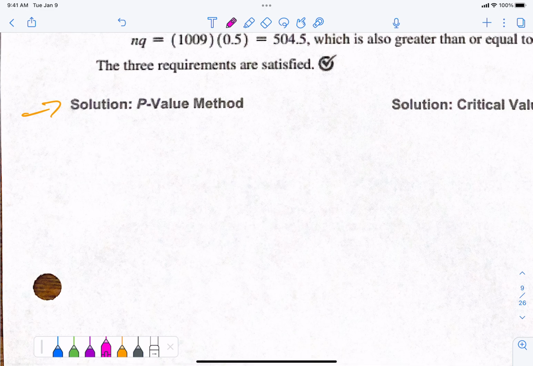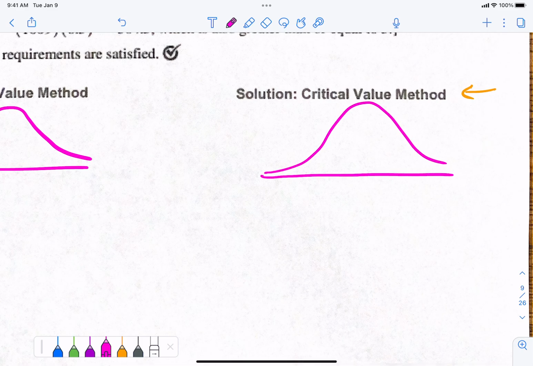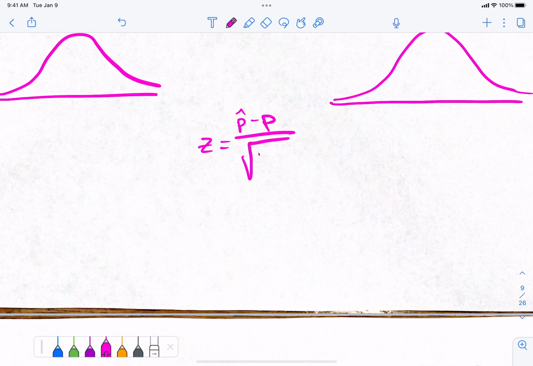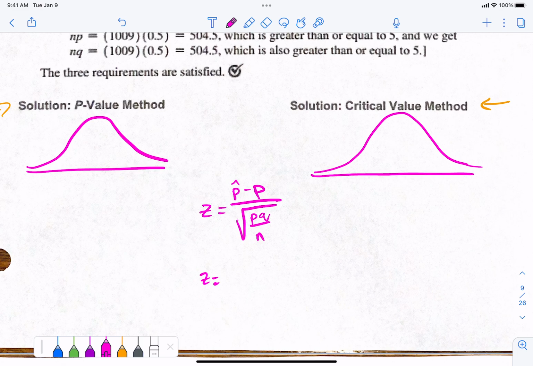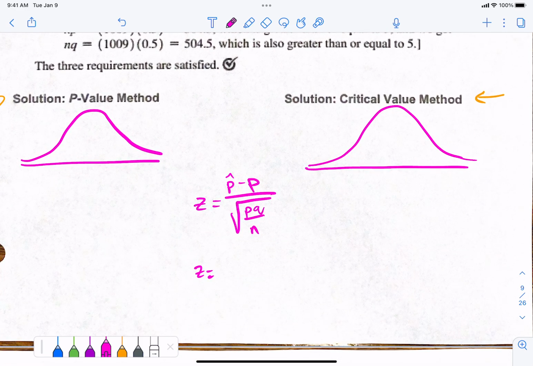Let's talk about p-value method versus critical value method. Here we go. We're going to do 2 different bell curves, and then we're going to calculate our test value Z: P hat minus P over the square root of P, Q over N. We're going to calculate it in the middle because we have to use it on the left and the right. P-value method, critical value method. We use this calculation for the left side and the right side. That's why I put it in the middle.